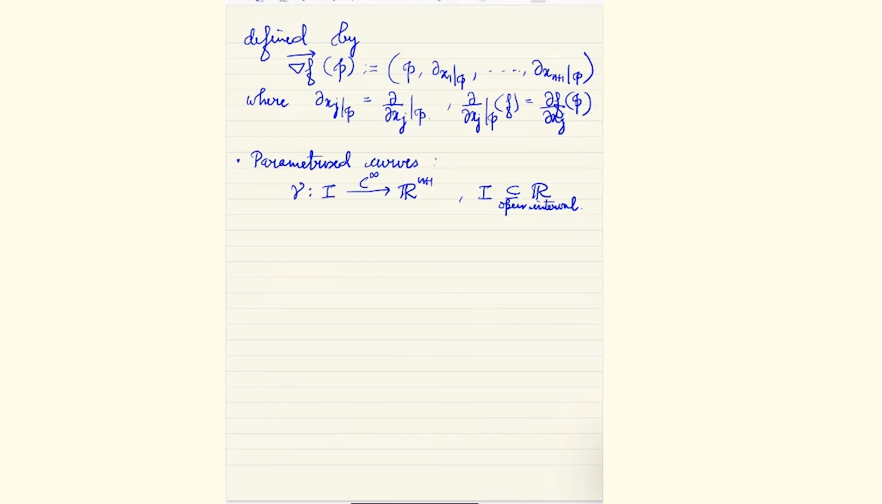Of course, you can write out the components because it's a map from an interval in R to R^(n+1). We write out gamma as the tuple of its components, gamma 1 to gamma n plus 1, where each gamma j is a smooth, real valued function on the interval on which gamma is defined. This is for 1 less than or equal to j less than or equal to n plus 1.